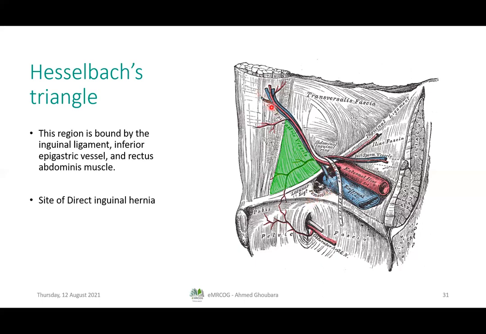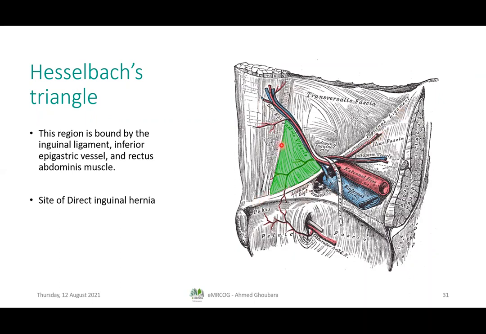And what is this artery? In the chat box, please, guys, could you tell me a branch from the external iliac artery that passes here to the rectus? Inferior epigastric artery. Perfect. So the triangle from inside of the anterior abdominal wall is between the inferior epigastric and the lateral border of the rectus muscle, and the base would be the inguinal ligament.